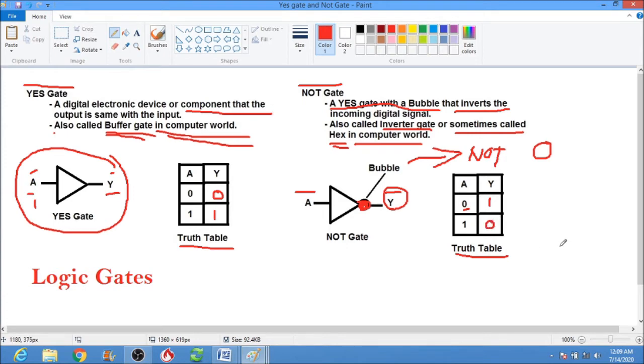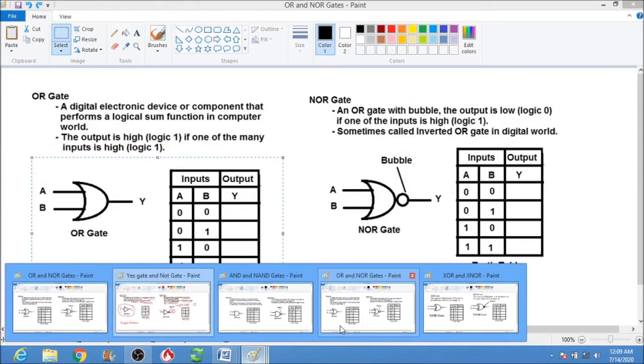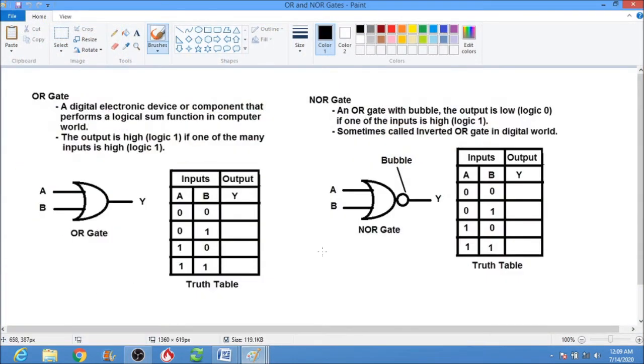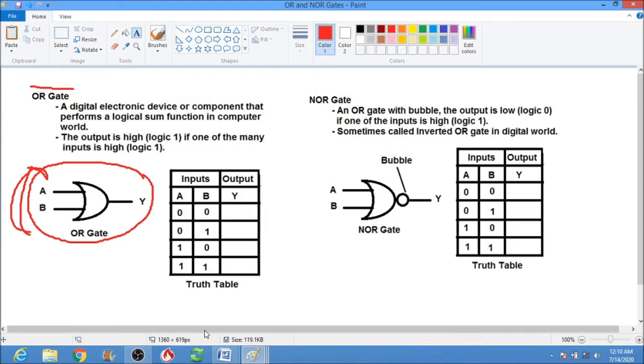The next gates are the OR gate and the NOR gate. So what is an OR gate? This is our OR gate, and this is the symbol. An OR gate can have 2 or more inputs. Logic gates can have 2 or more inputs but only 1 output. So take note.